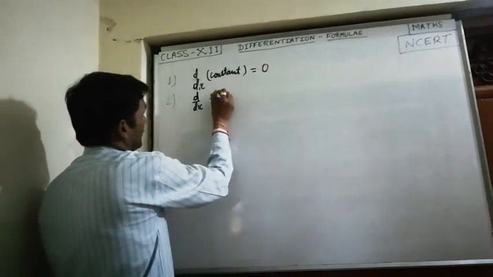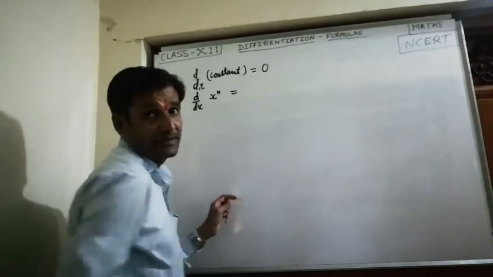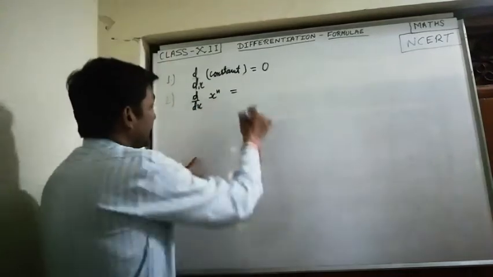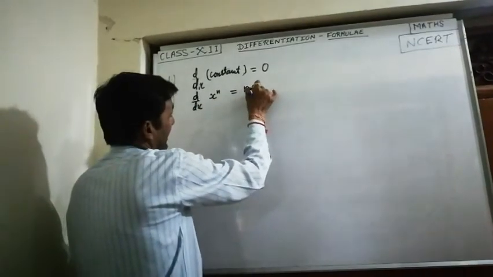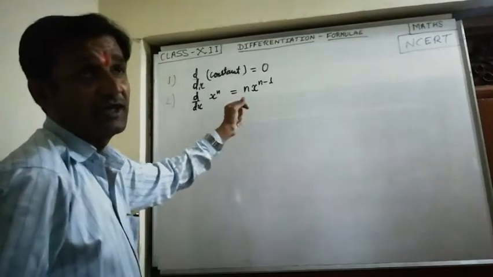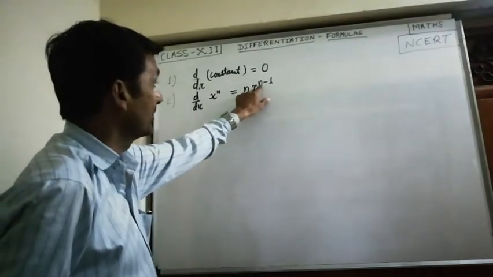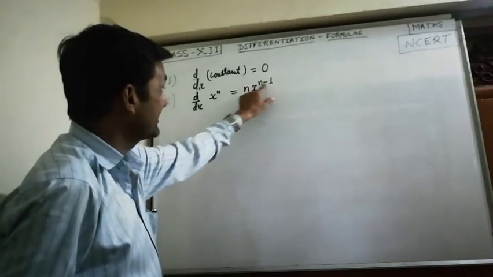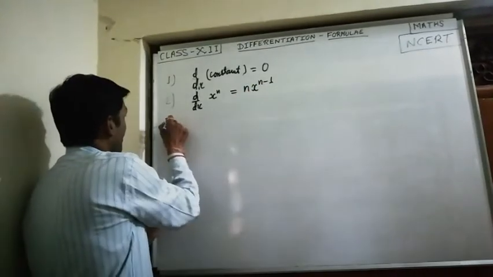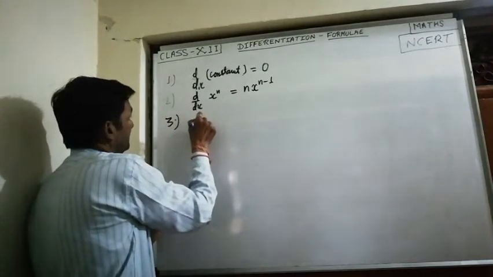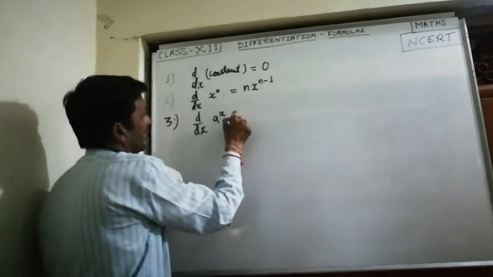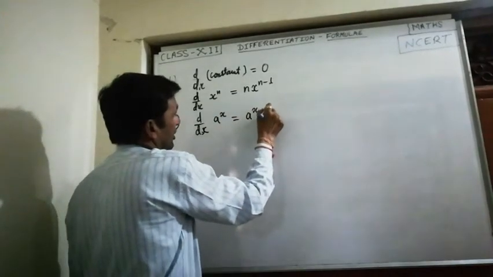Second one, differentiation of x raised to the power n. Suppose in power of x, if it is n, then in that case differentiation will be n x raised to the power n minus 1. Suppose it is x raised to the power 3, then it will be 3x square, because 1 less than 3 is 2, so 3x square. Third, differentiation of a raised to the power x, it will be a raised to the power x log a base e.